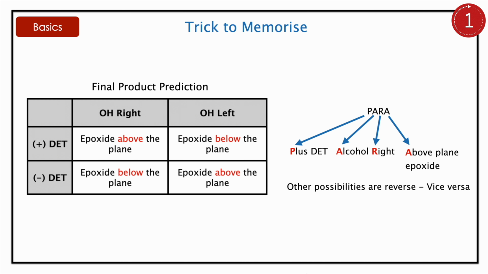This table sometimes confuses you, so I have given a trick to memorize it. The trick is "para". Since plus DET, alcohol on the right side means epoxide above the plane, I just took the first letter of each, and created the shortcut "para". So once you generate one entry in the table, you can derive the other possibilities and find the final product.